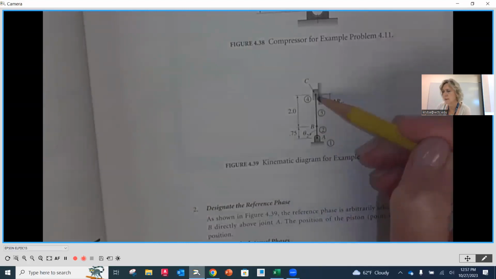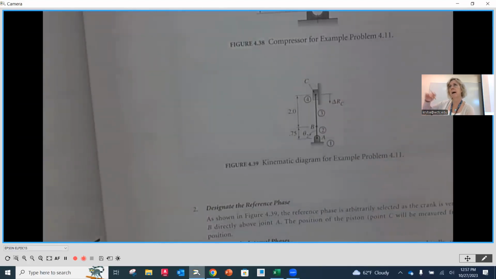In the position that it's at, notice that we have link number 2 and link number 3 completely in line. This is one of our limiting positions, meaning it's in its uppermost position right now, or on a piston arrangement. Anybody know what we call that? Top dead center. You've maybe heard of that before. That's the highest that piston is going to go.